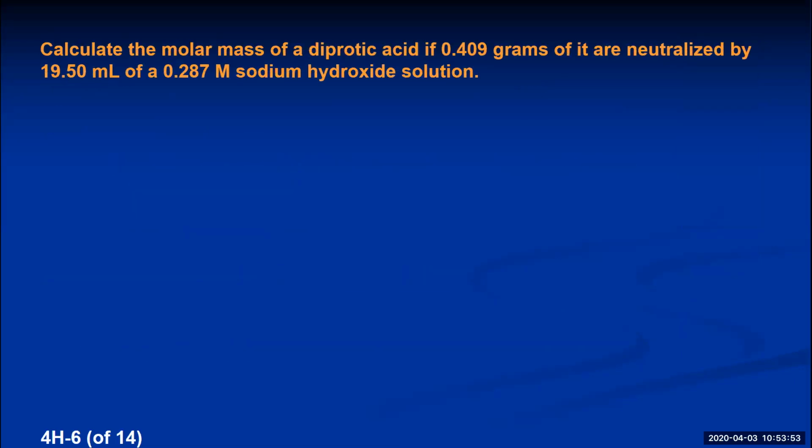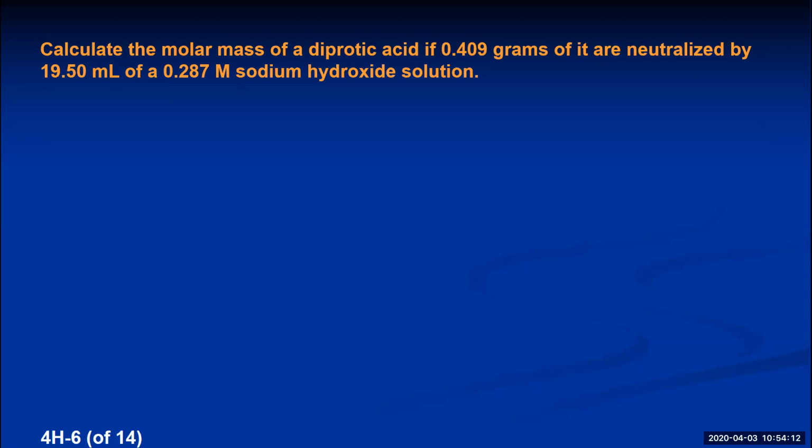So we're going to try to calculate the molar mass of a diprotic acid if 0.409 grams of it are neutralized by 19.50 milliliters of the 0.287 molar sodium hydroxide solution that we just standardized. Okay, what does diprotic mean?